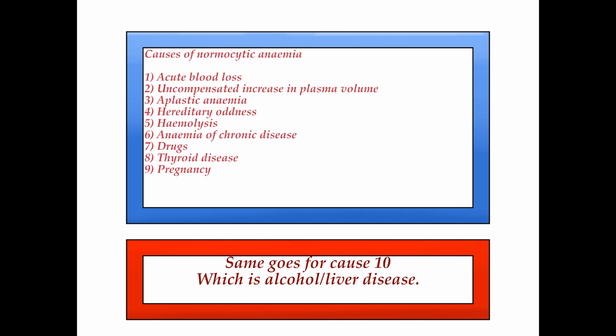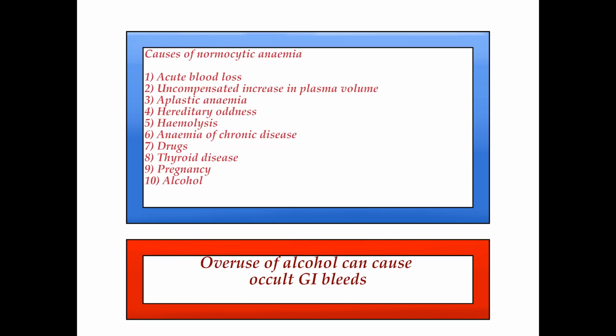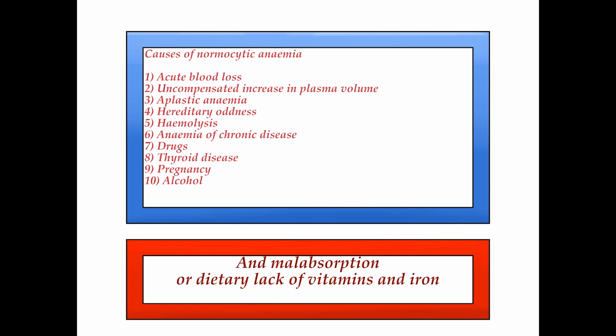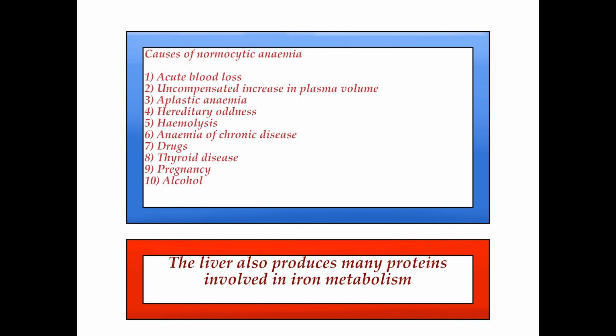Same goes for cause 10, which is alcohol and liver disease. Overuse of alcohol that causes occult GI bleeds and malabsorption of diet or dietary insufficiency of B12, folate, and iron. Additionally, the liver produces many of the proteins that manage iron storage and release. So again, liver disease and alcohol can cause pretty much all of the above.